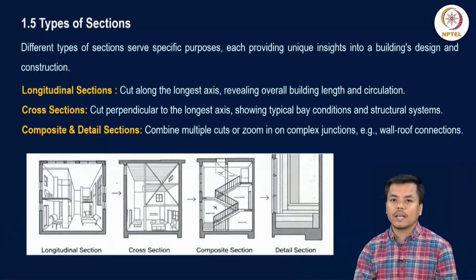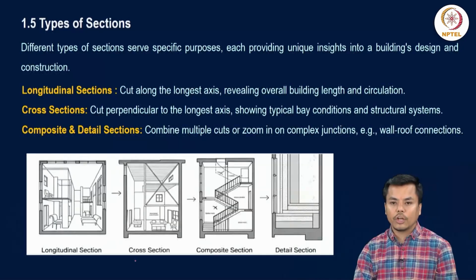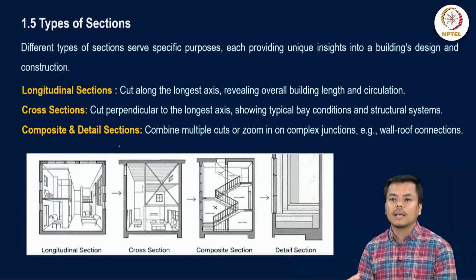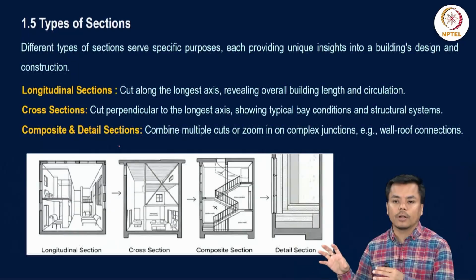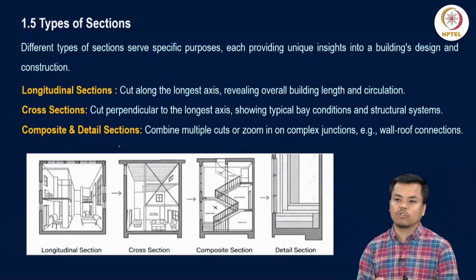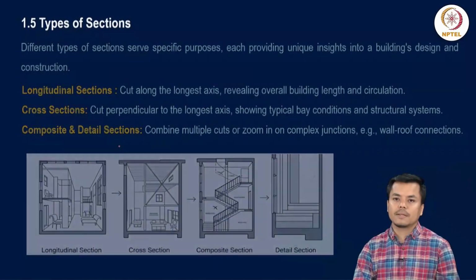Thereafter, there are different types of sections, different for specific purposes, providing unique insights into the building's design and construction. So first is your longitudinal section, that is cut along the longest axis. Then is cross section, that is cut perpendicular to the longest axis, and then composite and detail sections. Like if you change the level of that sectional line in your floor plan and try to showcase many details together, that is also possible, along with the detail section for your critical spaces like staircase, or maybe for the toilets, or maybe for the kitchen. So these details are generally shown for the critical spaces in your design.